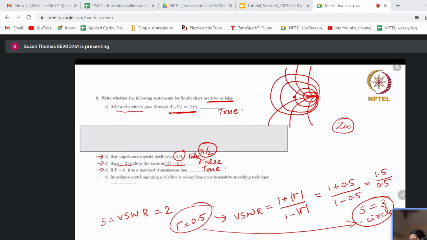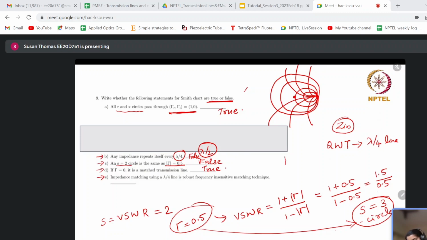Impedance matching. So, last part. Impedance matching using a lambda by 4 line is a robust, frequency insensitive matching technique. Is it a true statement? So what do you mean by impedance matching using a lambda by 4 line? You are using a quarter wave transformer, or we call it a lambda by 4 line.